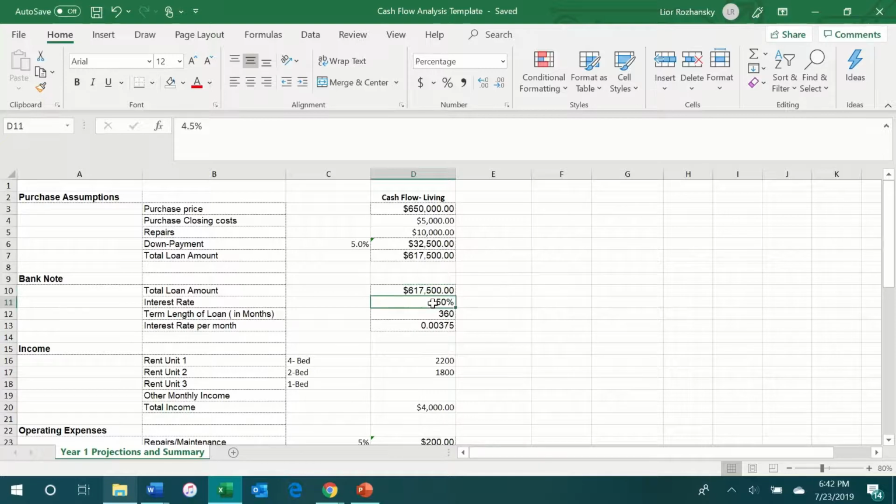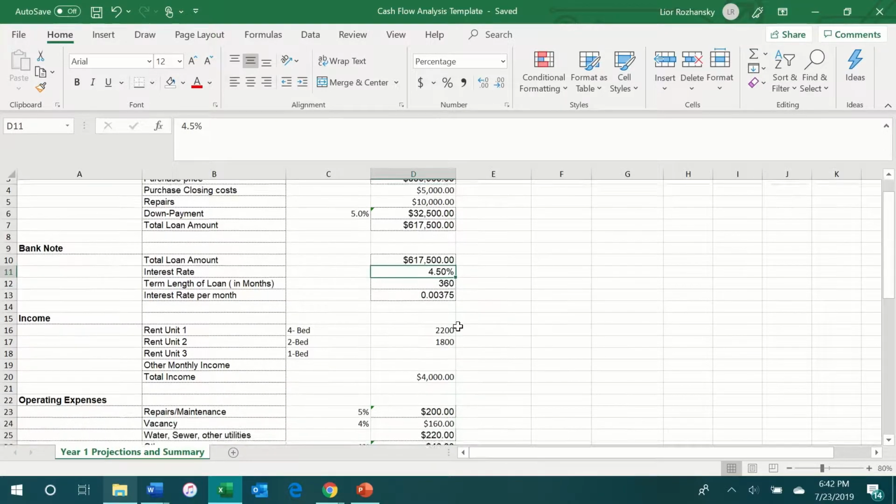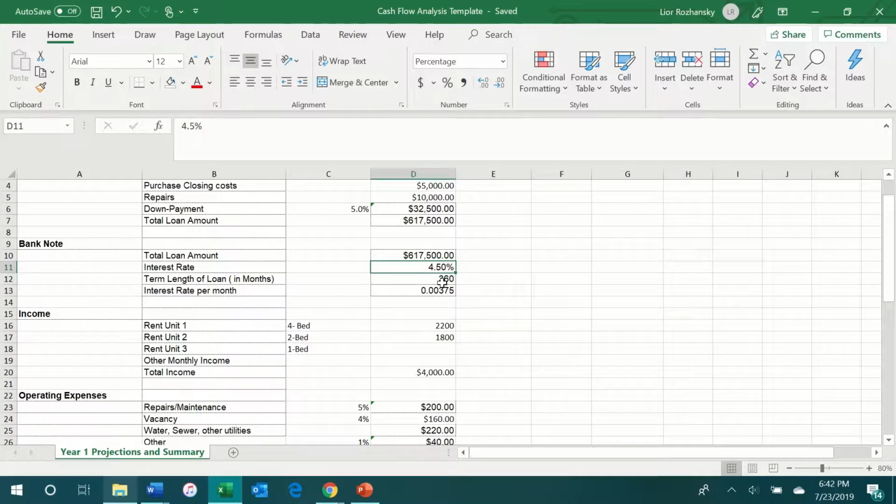We're going to look at our interest rate. Again, talk to a lender to get a finer rate for you, but 4.5% is probably pretty reasonable as of right now. And we're going to have a 30-year mortgage, right? This is just in months. And this is our interest rate per month. Again, this is just the way to calculate a mortgage payment on Excel.